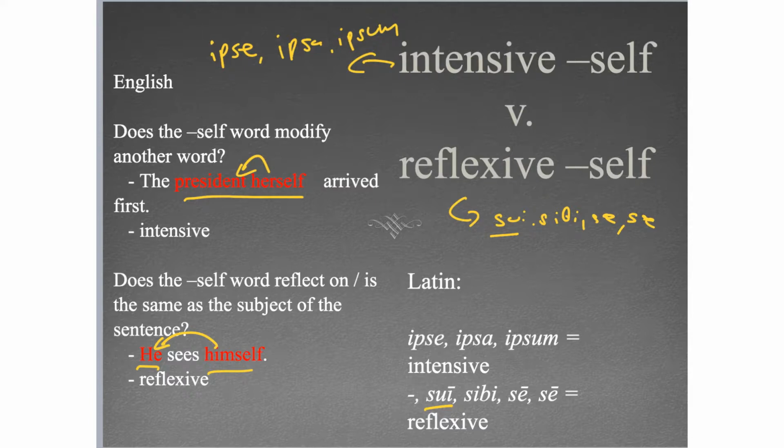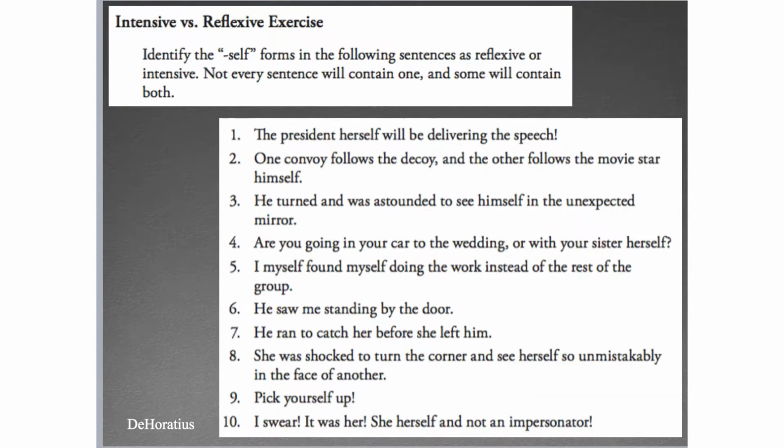As I said, that overlap in English can cause some confusion when translating. All right, so this is just an exercise in English to kind of test this intensive versus reflexive phenomenon. You're going to be identifying whether the self word is an intensive or a reflexive. Sometimes you'll have both. Sometimes you might not have any. I'll do a couple for you, and then you can do the rest on your own.